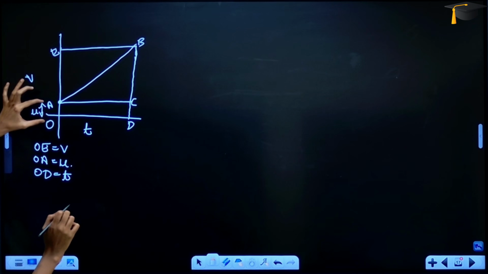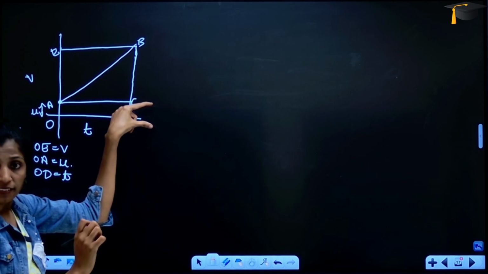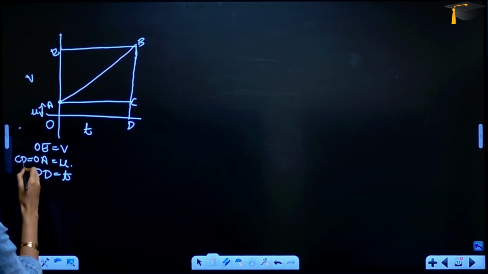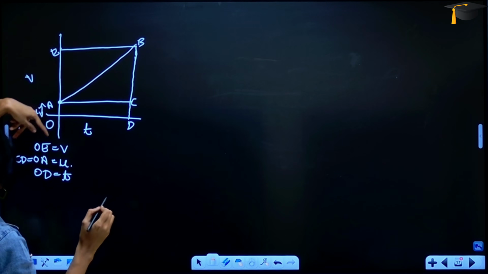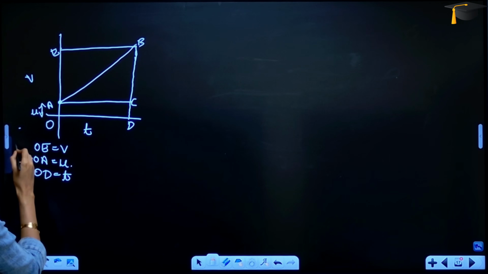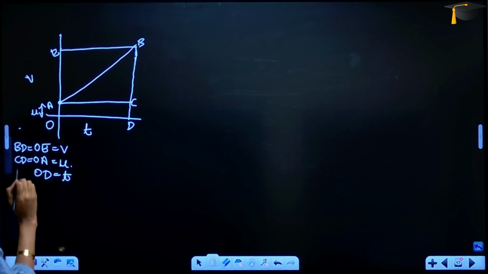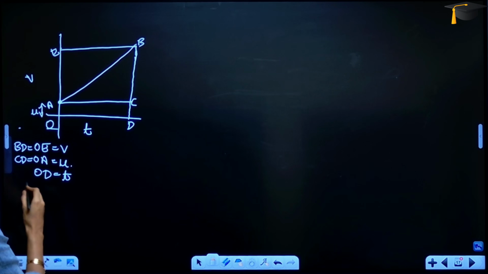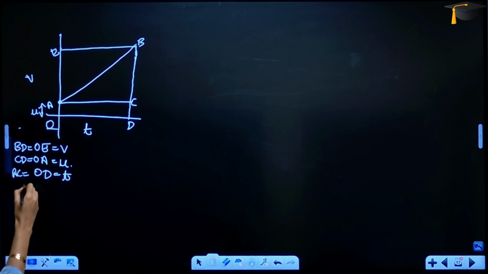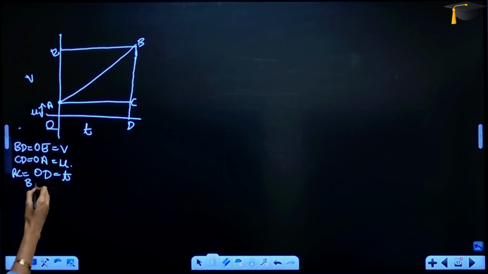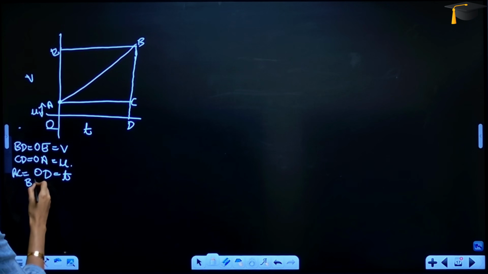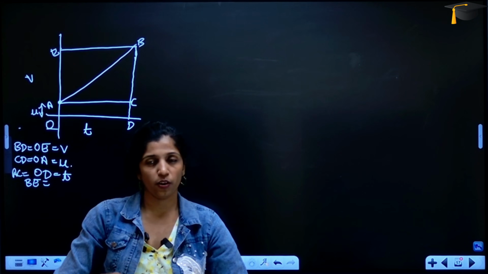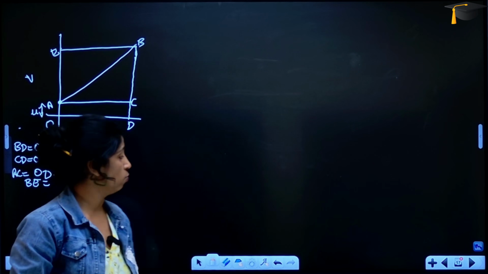Okay. If OA is U, can we say even CD is U? Because it's parallel, right? So I'll mention it over here itself. CD is also U. If OE is V, can we say BD is also V? So BD will also be equal to V. If OD is time, can we say AC or BE is also time? Because they all are parallel sides. AC and BE are equal to OD, equal to time. So firstly, we'll label like this. We'll just make a note of those quantities.